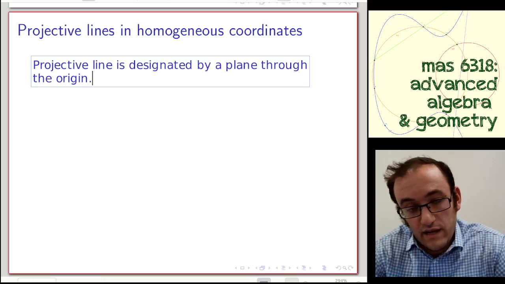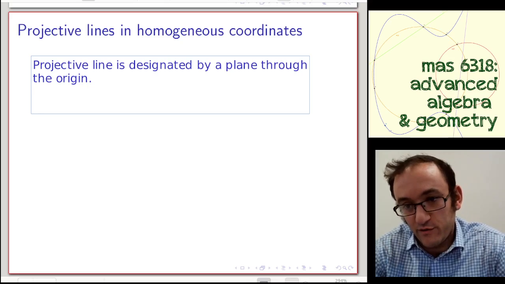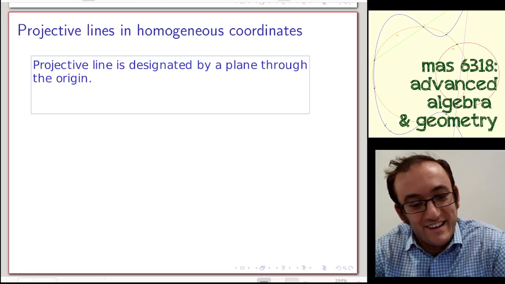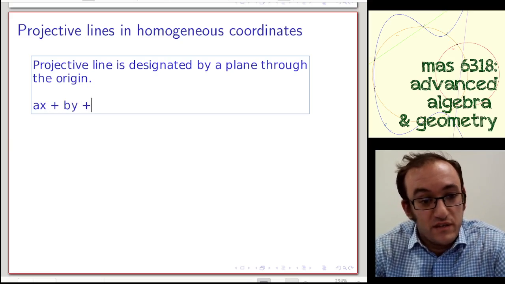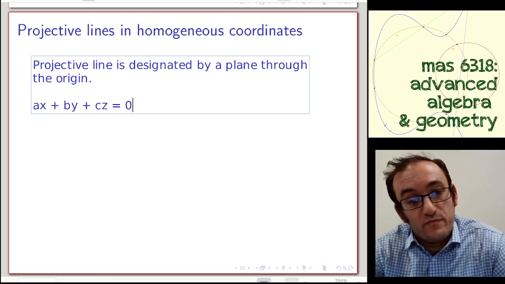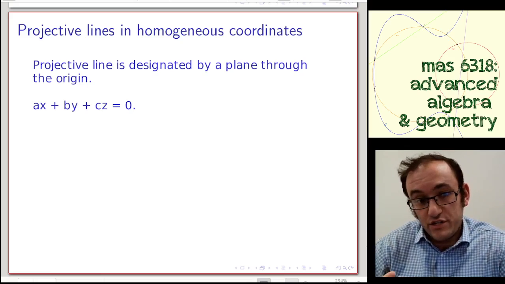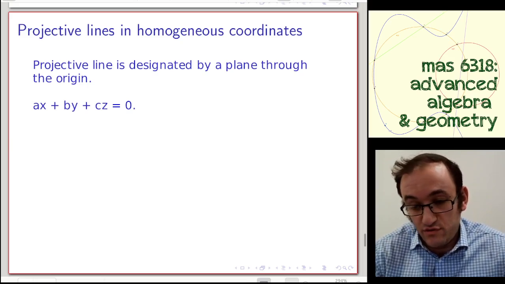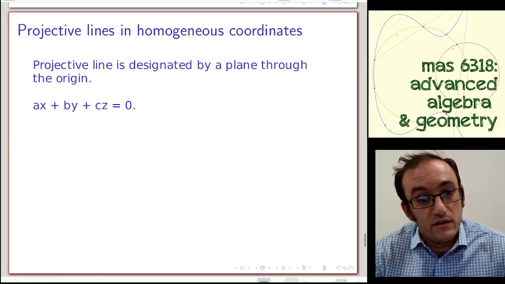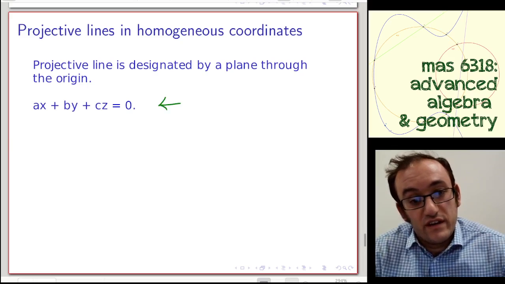So that, if you remember from one of your calculus semesters, I don't remember which one, those are described by equations of this form: ax plus by plus cz equals 0. This designates every plane through the origin, and so the same can be used to define a projective line. Okay, so this is enough to define a projective line.